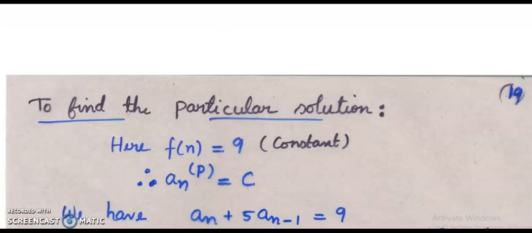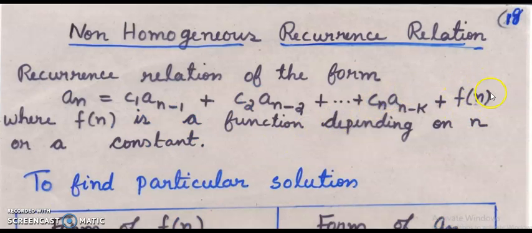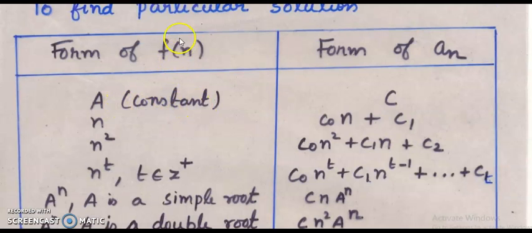Now let us find the particular solution. We call the non-homogeneous solution the particular solution. Here f of n is 9, right? From the definition, you have the function f of n, and instead of f of n we have 9 in this question. So we take f of n as 9, that is a constant. From the table, when f of n is constant, you identify like this: this a is nothing but 9.